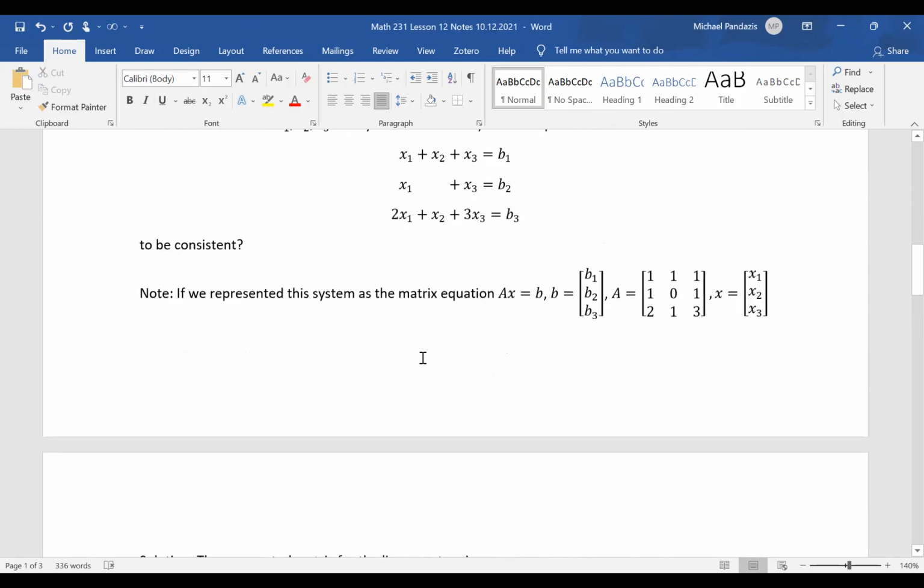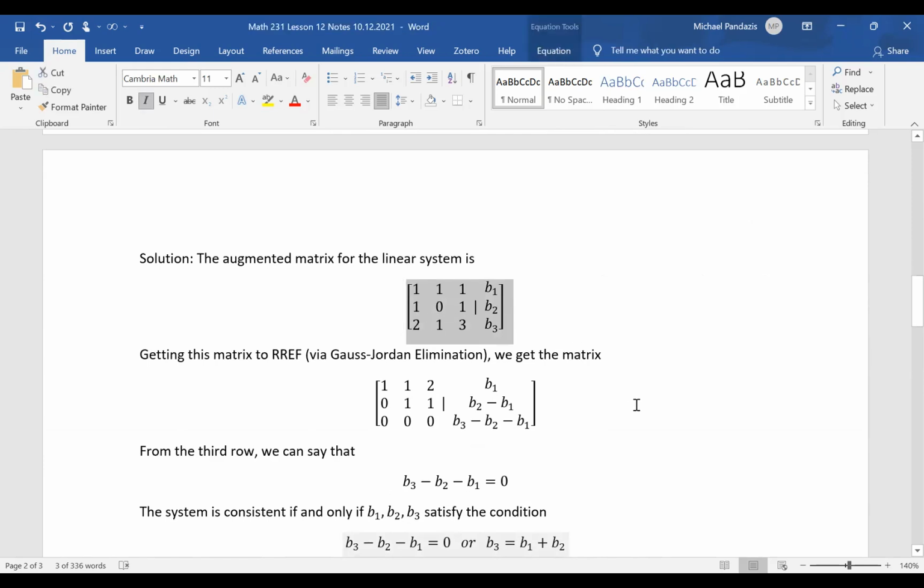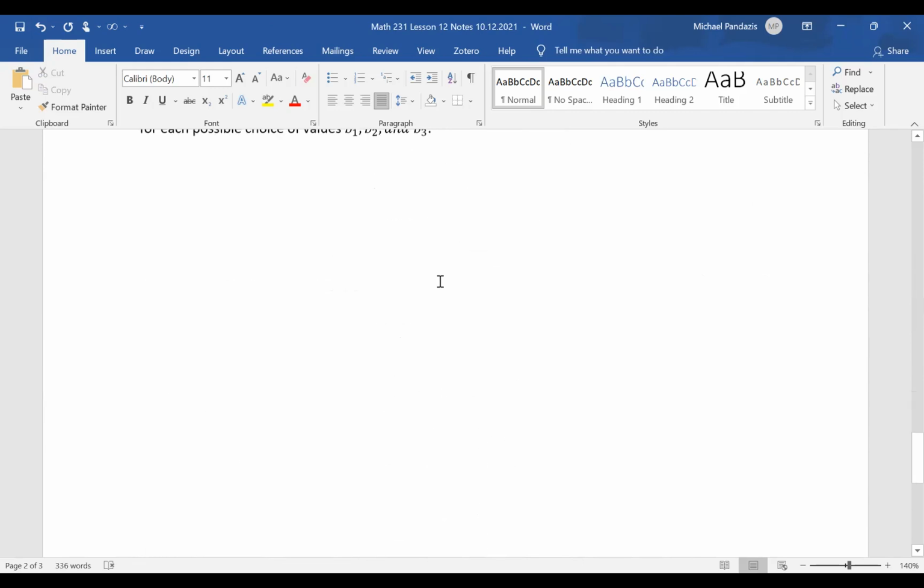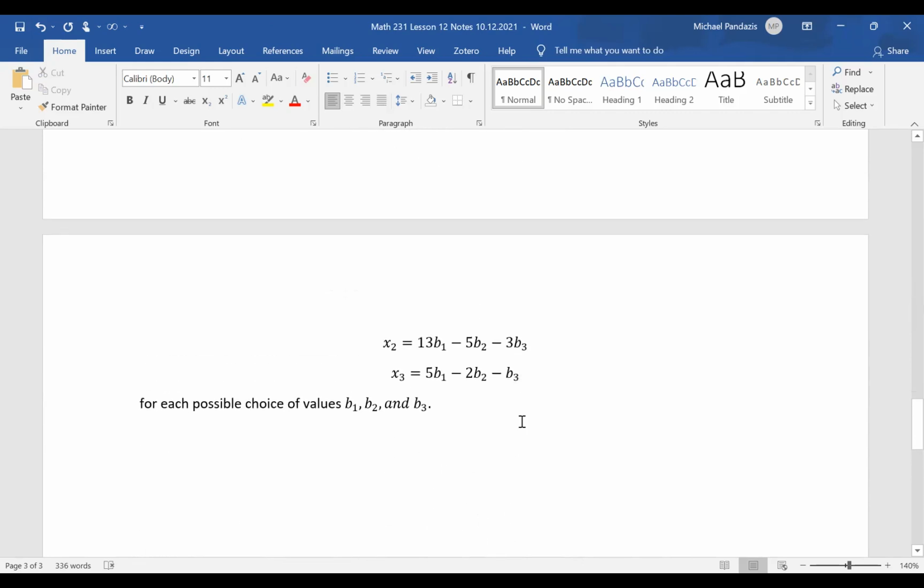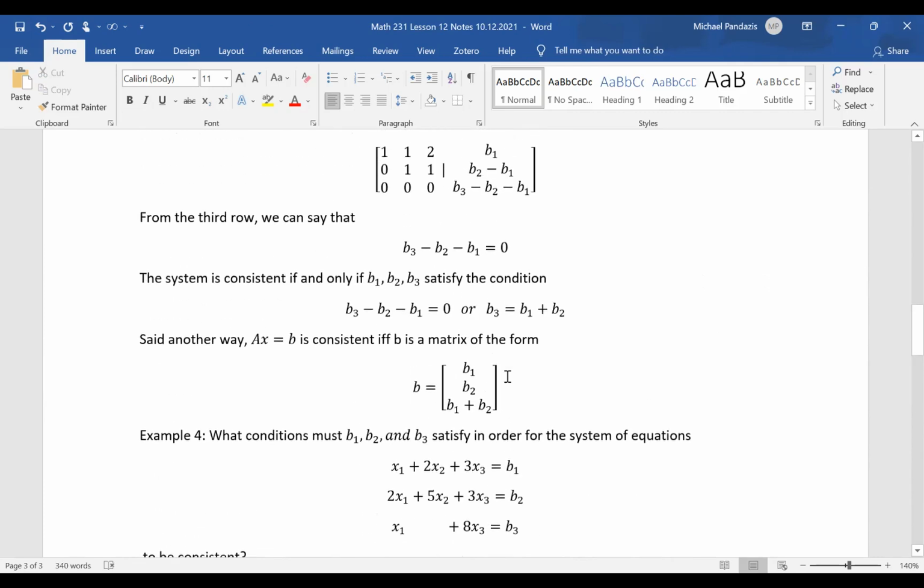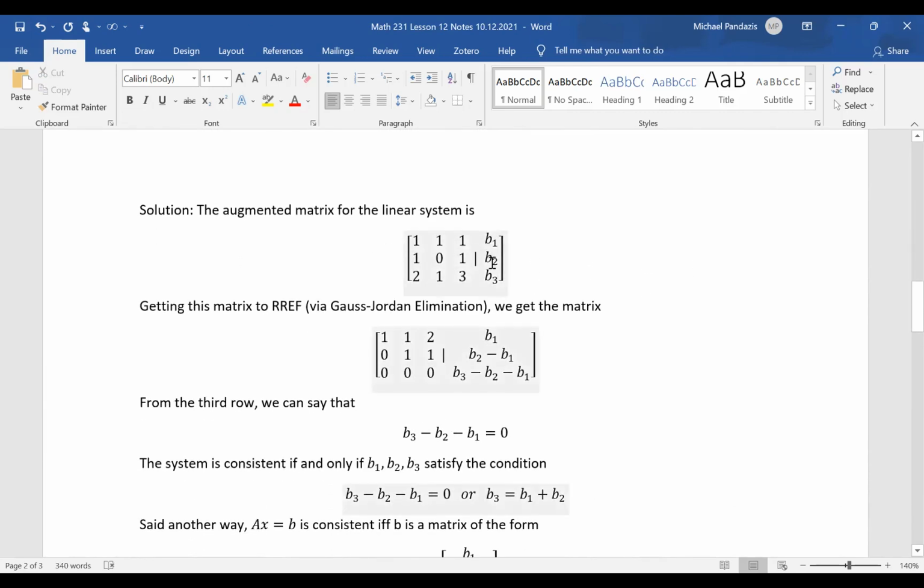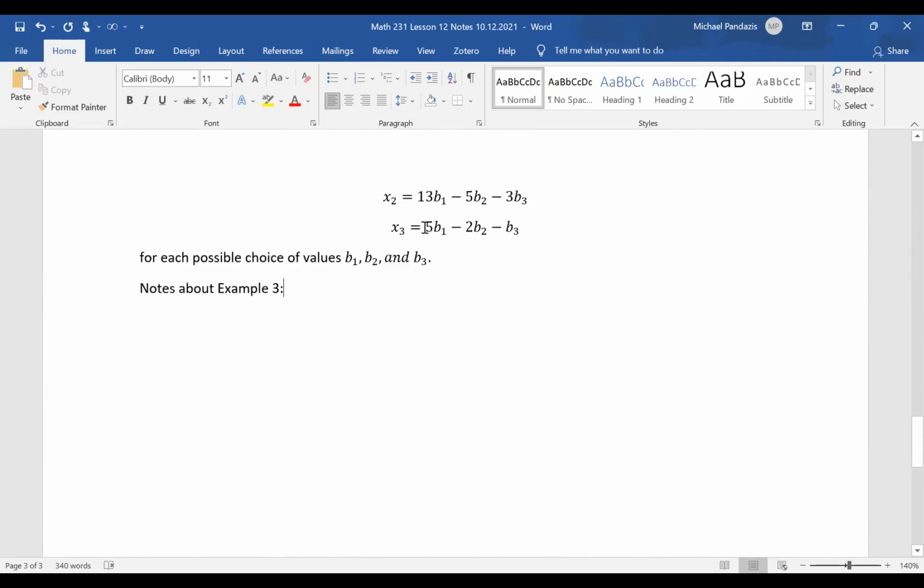what was it? It was example 3. Okay, so what I'm going to do here is I'm going to have to write. I don't want to write here because I don't want to screw up the... So I'm going to put here side notes. Notes about example 3. Okay, so we're talking about example 3 here. Okay, so we have this augmented matrix, right? So we have this matrix here, right?